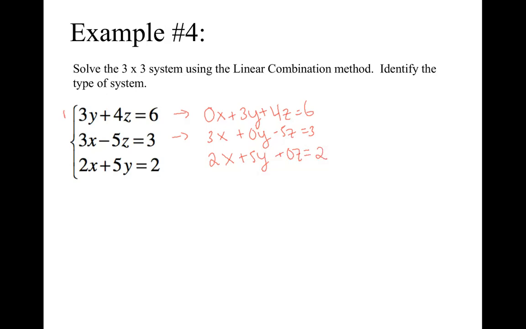Huh. Got A, B, and C. We're going to go about it the same way, but let's see what happens. This one's kind of cool. I think they're all cool, but I think this one's exceptionally neat. So my goal, I'm going to try to get rid of X.